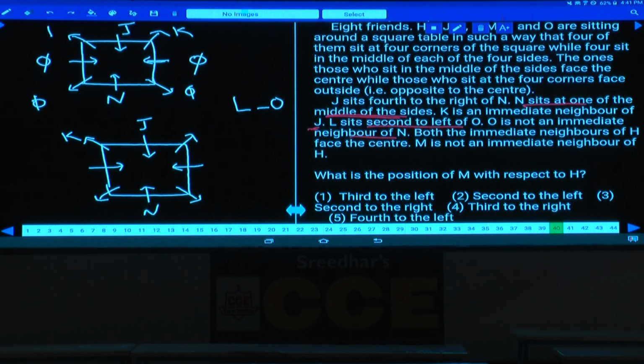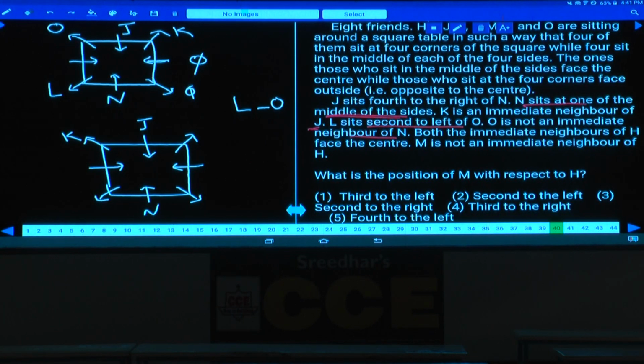The only place left for this O is here. O is at this place. Now, if O is here, L sits second to the left of O. As L is seated second to the left of O, where should L be? Now, this O is facing away from the center. L sits second to the left of O, so L must be at this place. O is not an immediate neighbor of N.